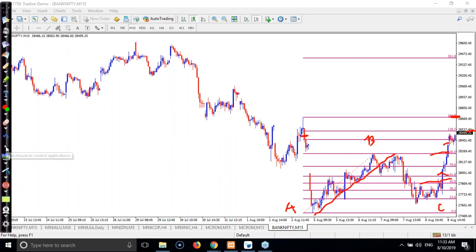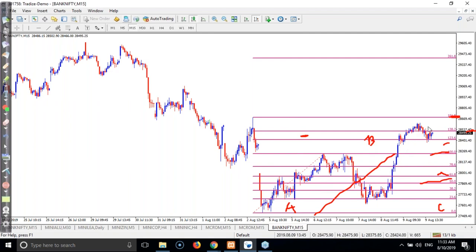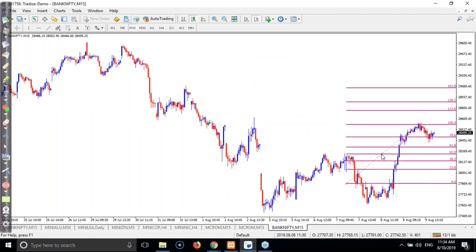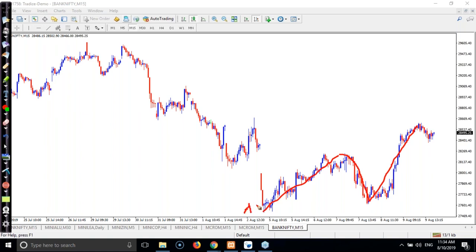So let's check it. What is our target? 161 exactly hit our target. We don't know about the magnitude. So that was our entry point and target, right? We don't know what is going to happen tomorrow. Now we must confirm this is the impulsive wave, this is the main trend, and the corrective wave. Now you can see this is the impulsive wave and its corrective wave is under construction, still not completed. Remember, this is A point and this is B point. This is C point, right?